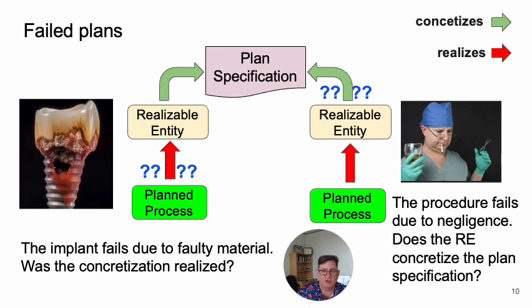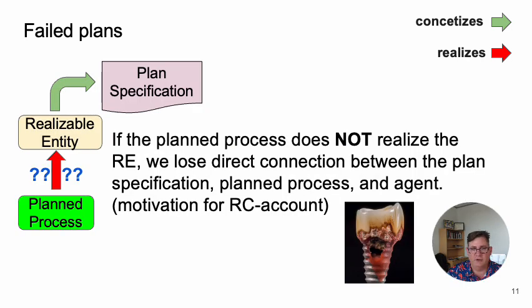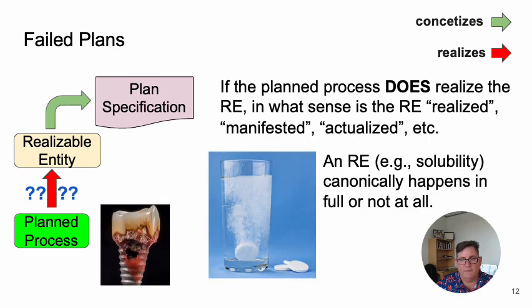Let's consider each question. In the case of faulty material, if we assert that the process did not realize the concretization, we lose the nice connection between the plan specification and the process during which the plan specification is carried out. The realizing of the concretization is the glue that binds the plan specification to the agent and the plan process. This connection is one of the motivations for the RC account, and without it, the RC account loses its appeal.